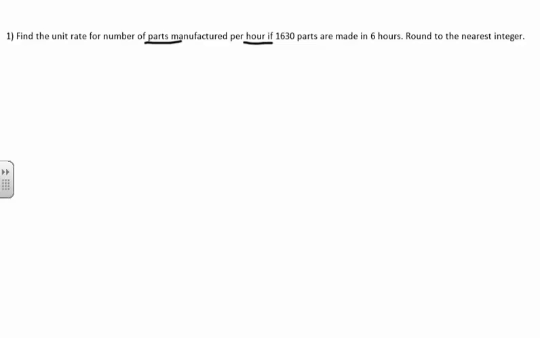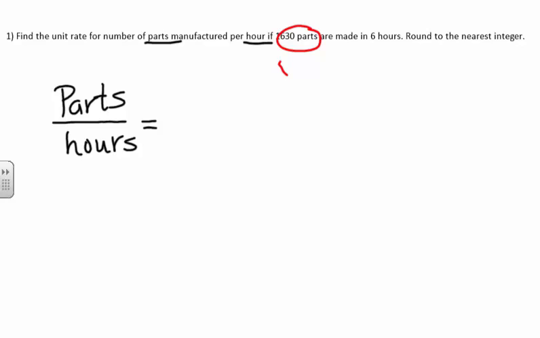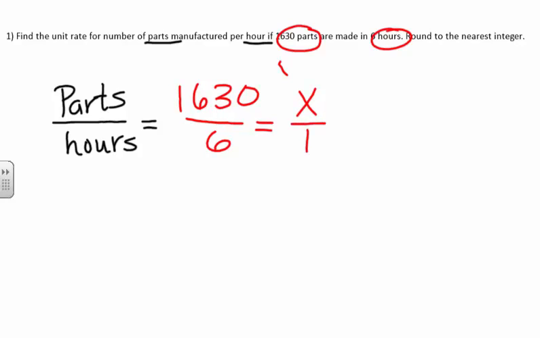So we know that with unit rate, something has to have a denominator of 1. So we need to ask ourselves, what are we looking for 1 of? Well, we're looking to see how much it is in 1 hour. So we're going to compare parts to hours. Alright, so we're going to just fill in the information that we know. We know there are 1,630 parts as well as 6 hours. So we're going to write it down as 1,630 over 6. And we need a proportion, so we're going to write x over 1 because our denominator should reflect 1 hour. So therefore we put 1 in our denominator in our second ratio.